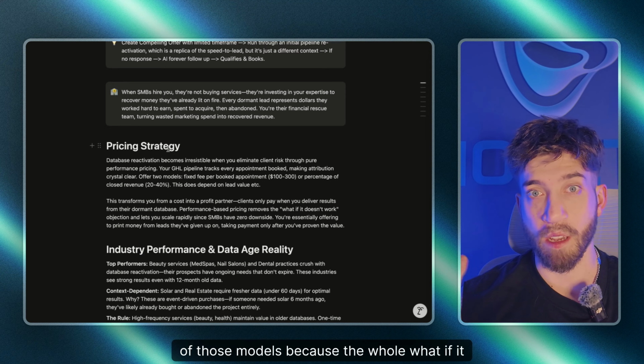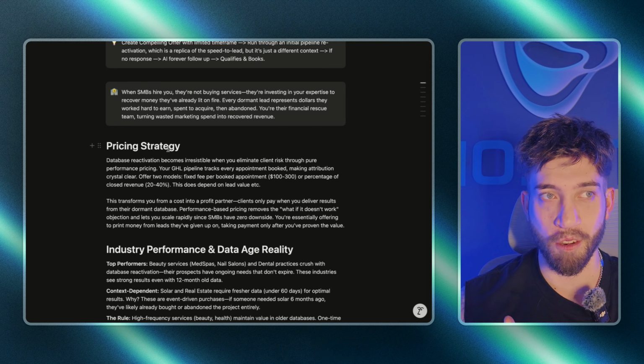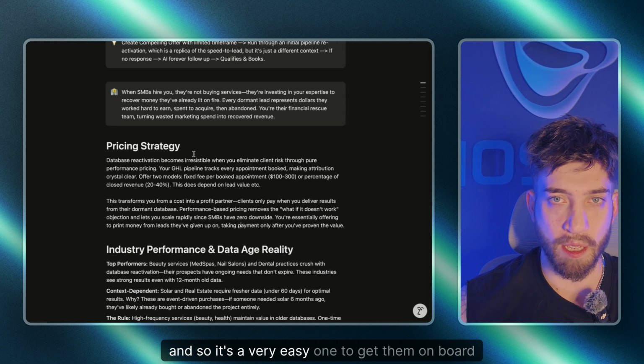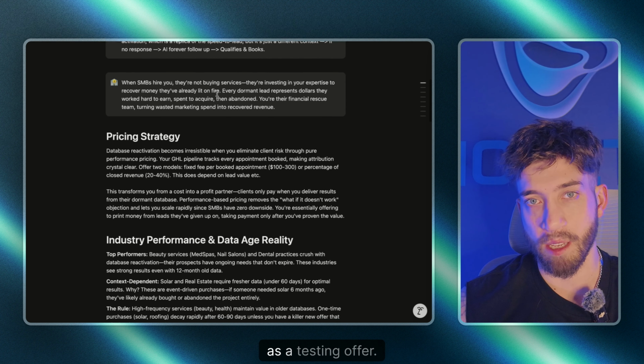Because of the whole 'what if it doesn't work?' Well, what if it doesn't work? Then you don't get paid. And so it's a very easy one to get them on board as a testing offer.